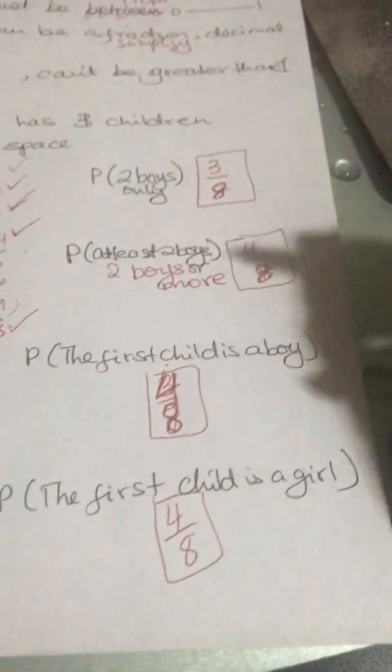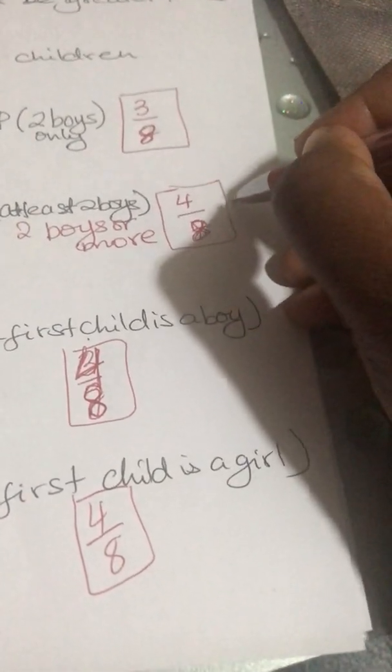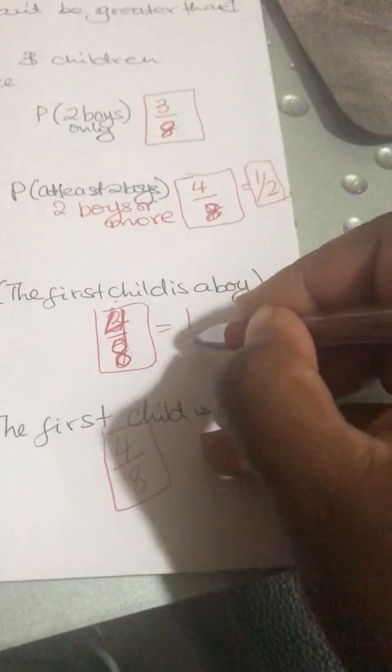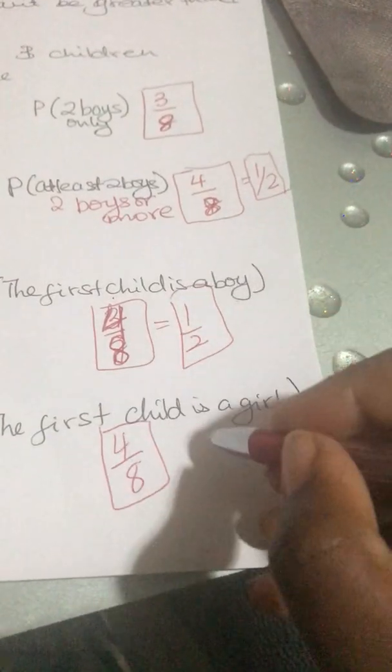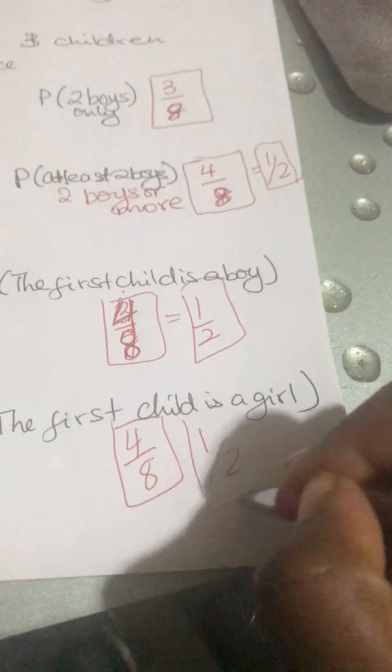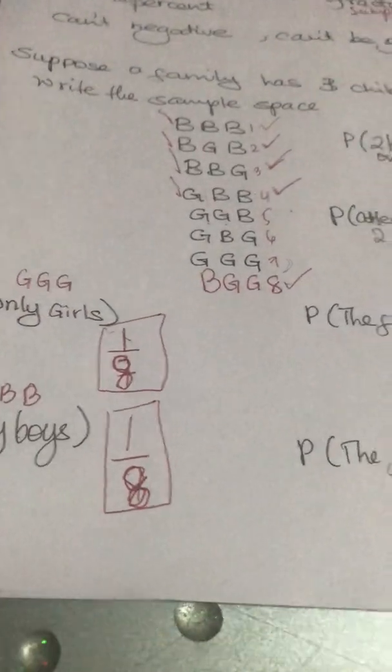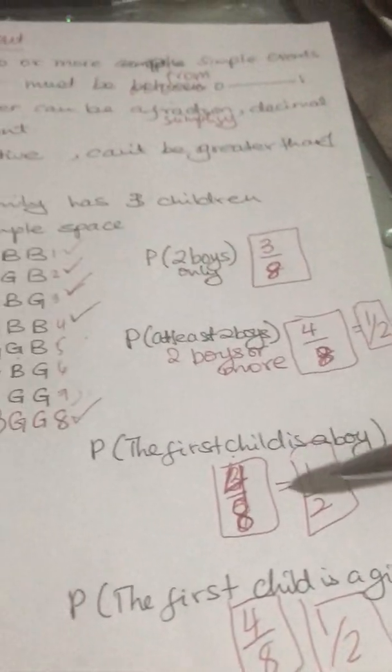Then you simplify your fraction. This becomes 1/2. This becomes 1/2. This becomes 1/2. Okay? These ones you don't need to simplify.